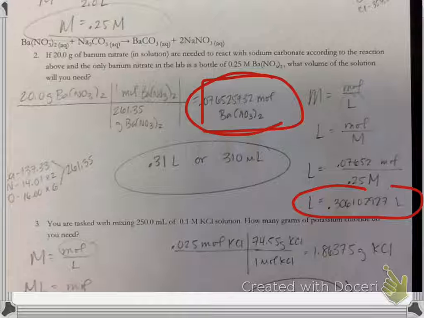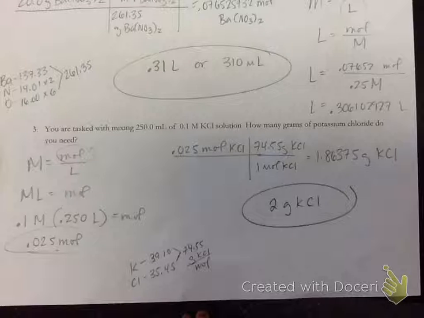Okay. Last one, and I will post the key, of course, as always. Okay, and this is one where you have to mix 250 milliliters of a 0.1 molar potassium chloride solution. How many grams of potassium chloride do you need? So you can find out how many moles of potassium chloride are necessary, and then you have to go from that moles and convert it to grams, so you know how many grams to measure out. And you get 1.86, etc.